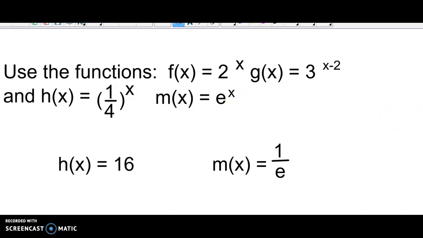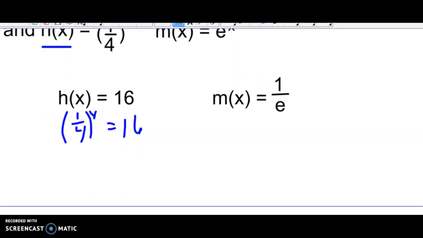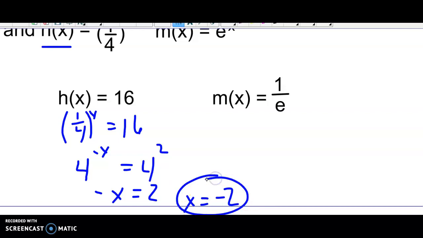All right, then we're going to go the other way around here. H of x equals 16. Well, let me see what h of x is. It's 1/4 to the x. So they're saying 1/4 to what power equals 16. I think instead of saying 1/4, I'm going to say 4. And so that means 1/4 to the x is the same as 4 to the -x. I know 16 is 4 squared. So -x equals 2. So x would be -2. 1/4 to the -2 will give me 16.